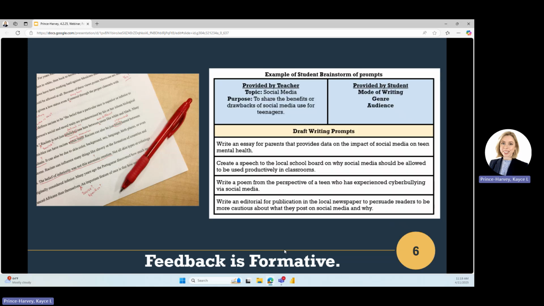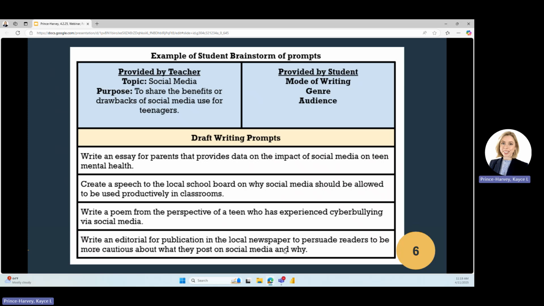So let's consider the image on the right, which I will be sure to include on the note catcher as well. This is an example of student brainstorming of prompts ahead of the actual drafting of the student work. In this example, we begin with a topic and purpose for student work provided by the teacher. And from there, students are able to brainstorm multiple prompt options that they could explore from the teacher provided criteria. So in this example, we are providing a topic and a purpose for the student work, and the student will provide the mode of writing, the genre, and the audience for the work that they're creating.